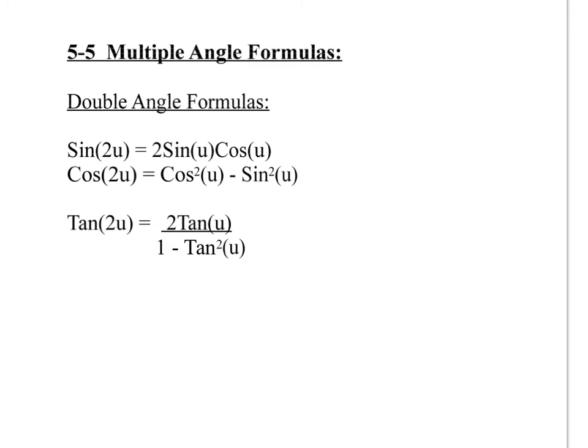Okay, our double angle formulas, we will derive these in class. Sine 2u is 2 sine u cosine u. Cosine 2u is cosine squared minus sine squared. And tan 2u is 2 tan u over 1 minus tan squared u.